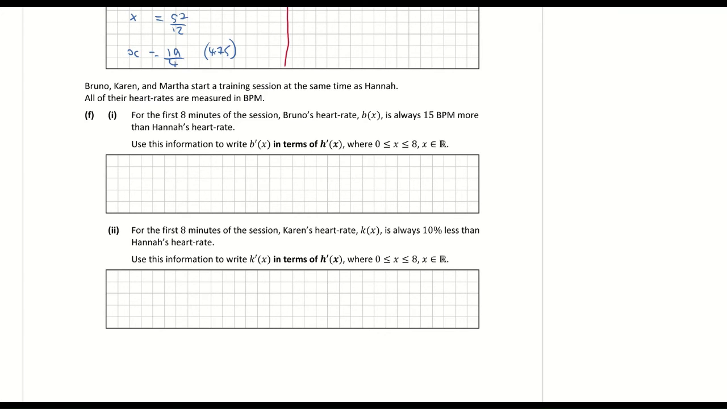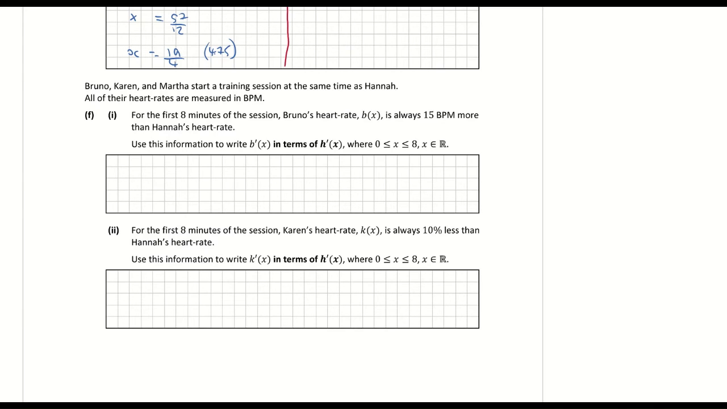Looking at F, Bruno, Karen and Martha start a training session at the same time as Hannah. All of their heart rates are measured in beats per minute. Part 1, for the first 8 minutes of the session, Bruno's heart rate, B of x, is always 15 beats per minute more than Hannah's. Use this information to write B dash of x in terms of H dash of x.